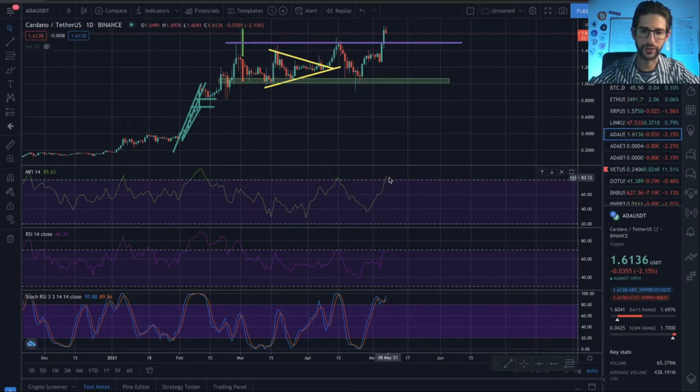We are overextended here, and the stochastic RSI is very overextended. So the best thing that could happen is that we hold support at 1.5, and from there we can consolidate a little bit, and then create a new higher high.